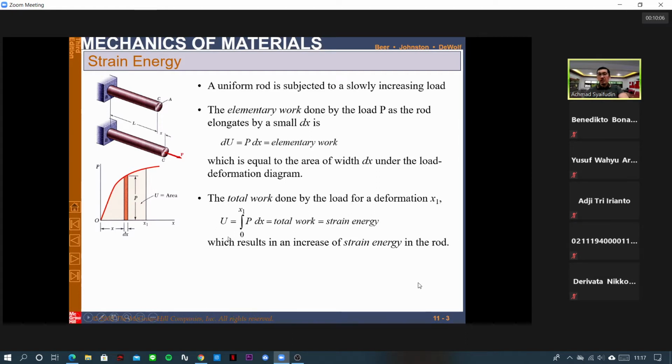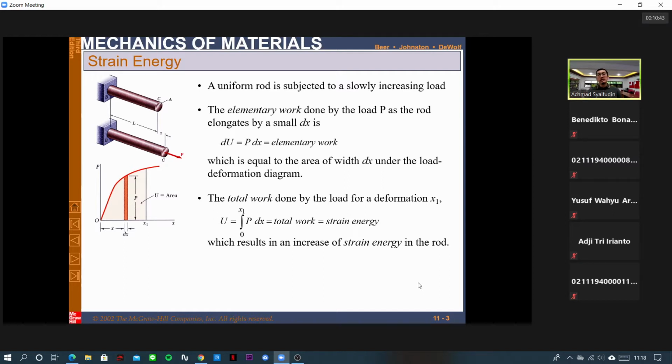So if we do the total integration, we have the integration of total work, and we call this strain energy. Why strain energy? Because there are two conditions that will exist for this rod. The first one is the elastic condition, and the second one is the plastic condition.